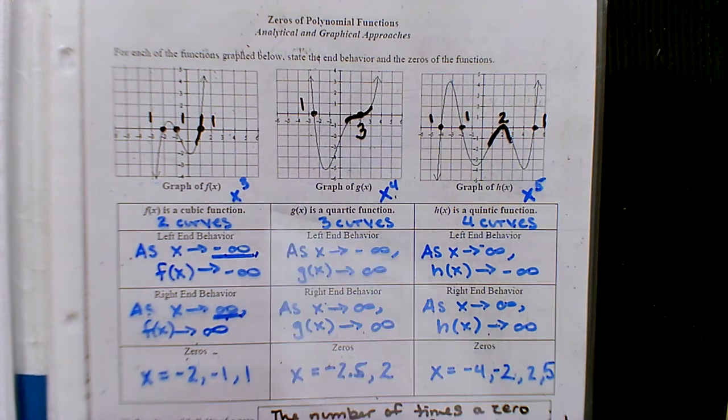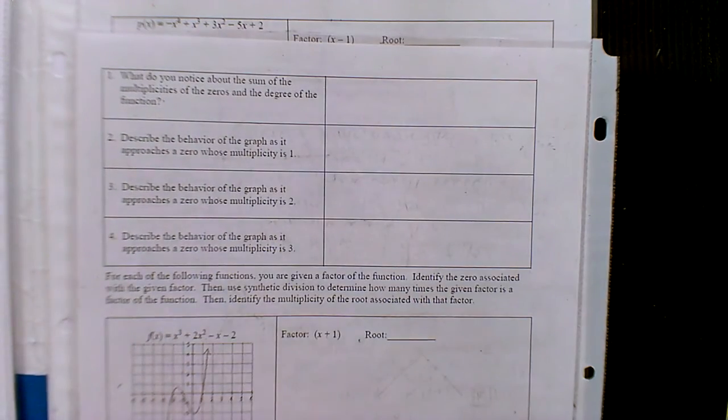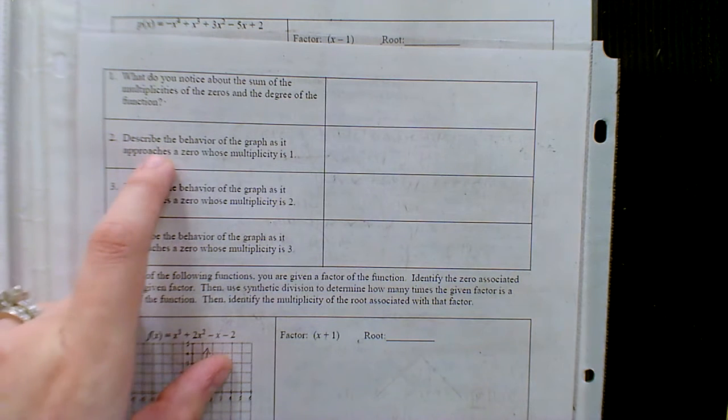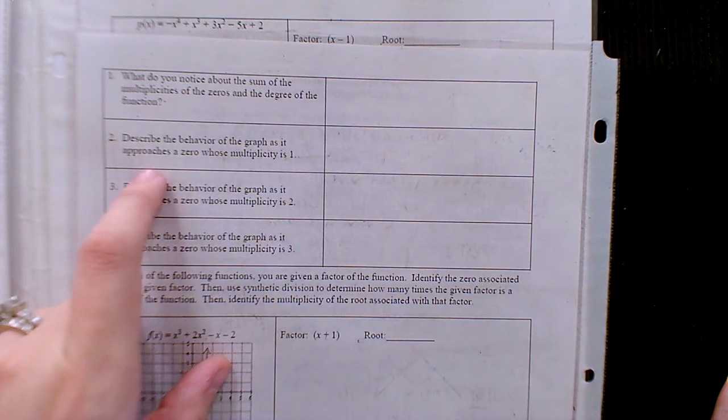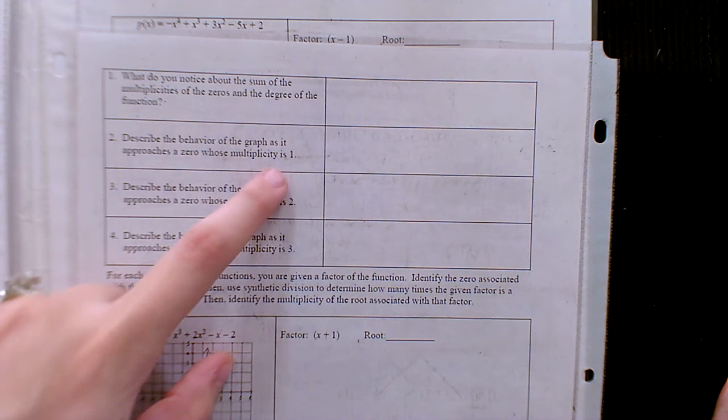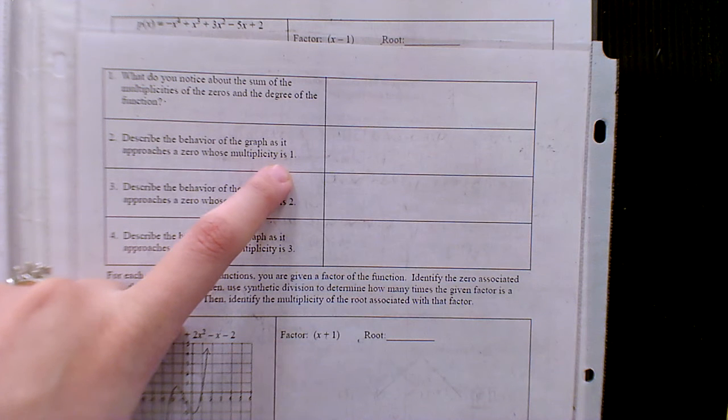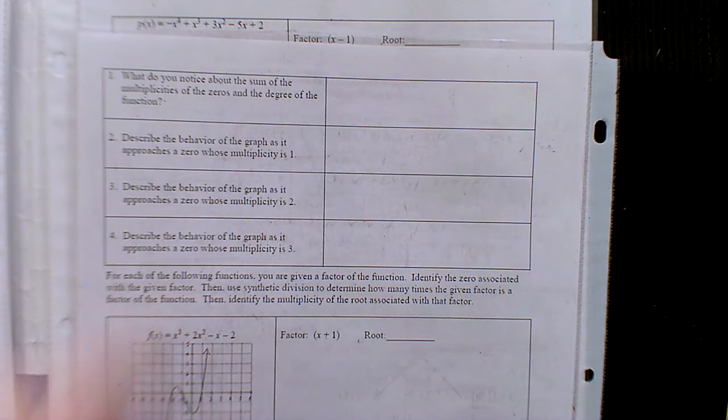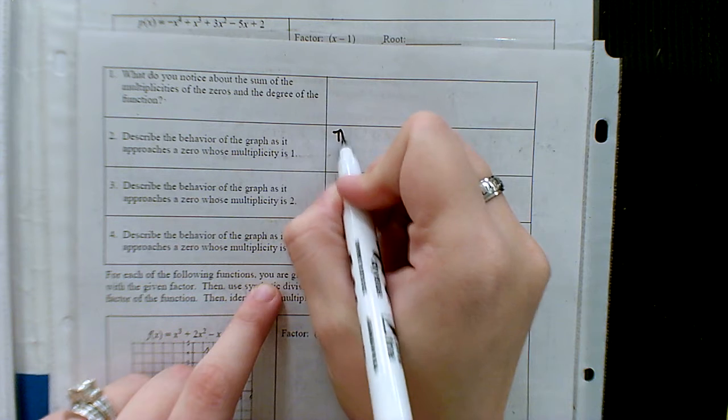All right, so let's go ahead and write down this connection, this relationship on the back page. I didn't want you to have to do a lot of flipping, so we're going to write those down in these little boxes. Describe the behavior of the graph as it approaches a zero whose multiplicity is 1. On the previous page, we said that the graph strictly goes through the x-axis at that spot. It kind of just strikes through it. There's no curvature change. It's just like you're drawing a line through the x-axis.